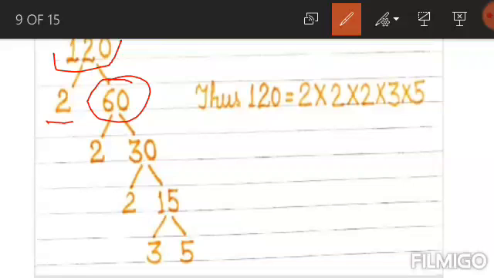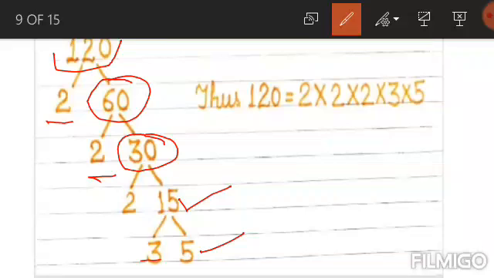Again, 60 is divided by 2, we get 30. After that, 30 is again even number. We will divide by 2, we get 15. And 15 is divided by 3, we get 5. We use the prime numbers step by step. 2, after that 3, after that 5, 7, 11.